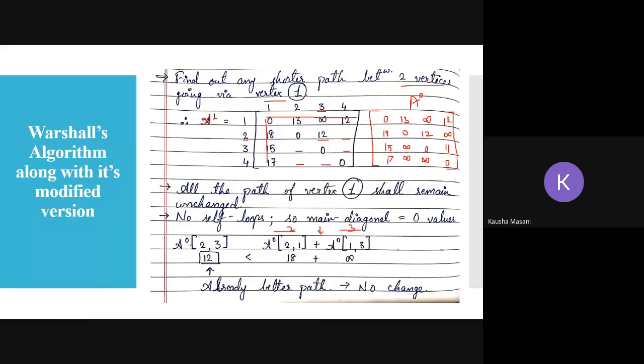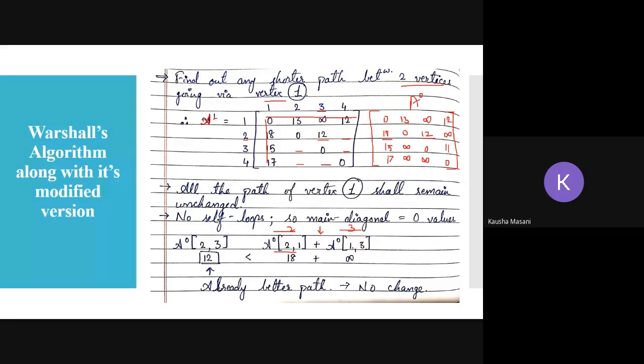The existing distance between 2 and 3 is what? 12. Where did you get that 12? From your A0. Now if you place vertex 1 in between, then you have to do the summation of which values? A0 of 2,1, which is 18, plus A0 of 1,3, because how do you want to go? 2 to 1, 1 to 3. So 1 is placed in between 2 and 3.